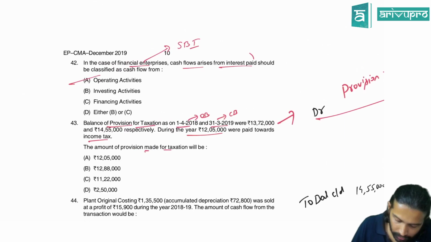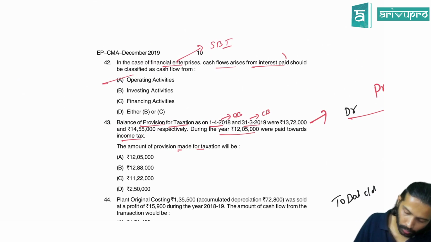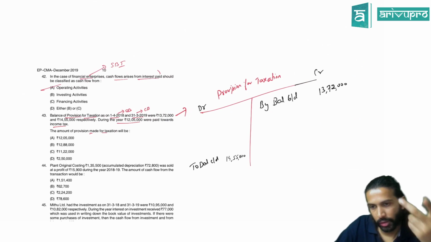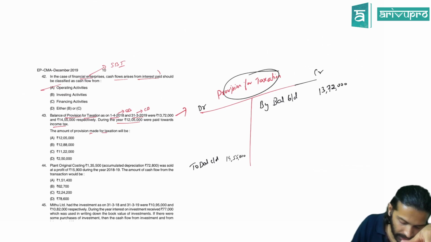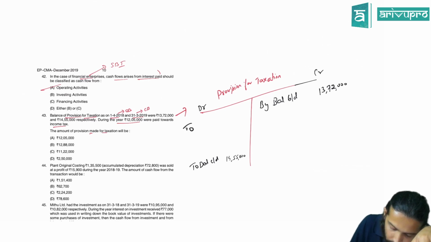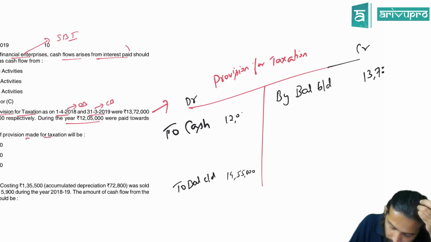Then they have given 12 lakh 5,000 was paid during the year. When you make a provision, what is the journal entry for tax paid? What's the journal entry for creditors paid? Creditors to cash. What is the journal entry for tax paid? Provision for taxation to cash or bank. How much did you pay? 12 lakh 5,000. So that will come on this side.